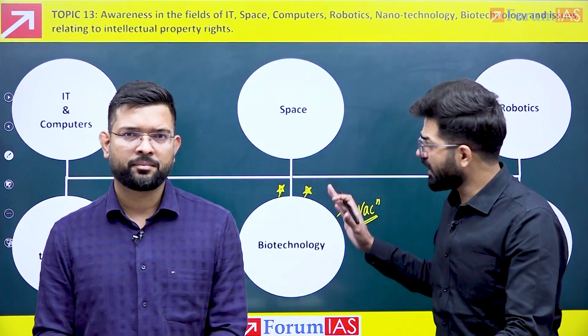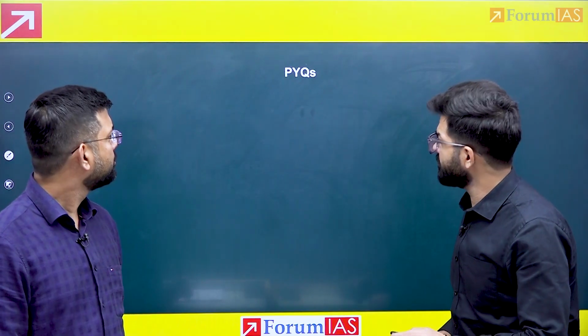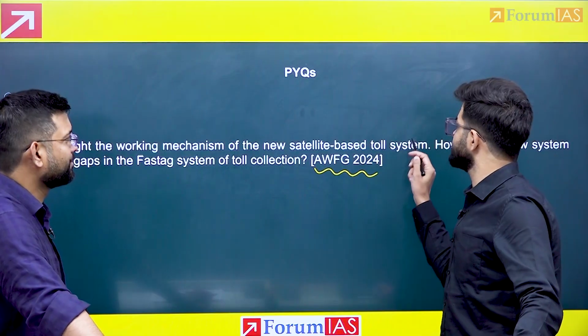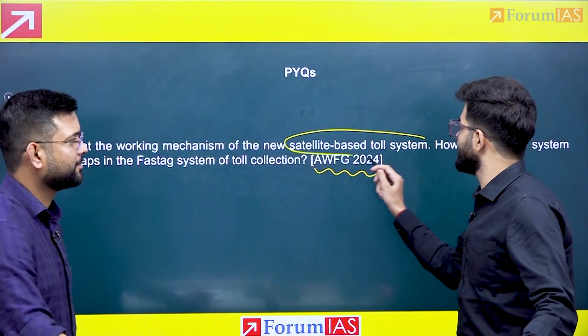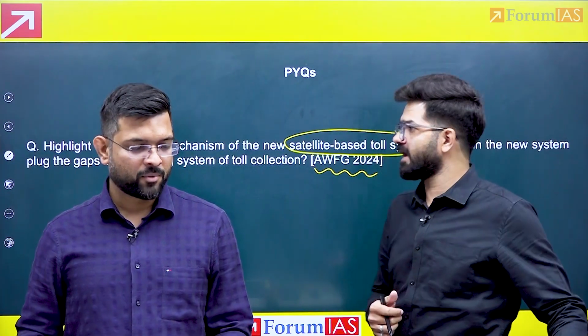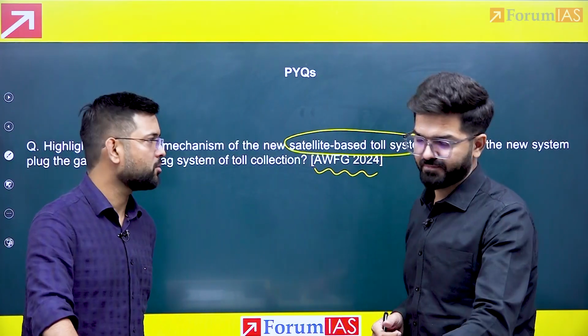Now let's have a look at certain PYQs. Within the PYQs, last year, in AWFG, we asked a question related to the satellite-based toll system. We were having debates, we explicitly and vividly remember, about whether we should ask it, whether it is important again. But we ended up asking it because we felt that yes, it is impacting you and us while we are transporting, of course, utilizing highways. Which is going to happen and is disruptive in nature. Exactly. That is why we picked up this topic.